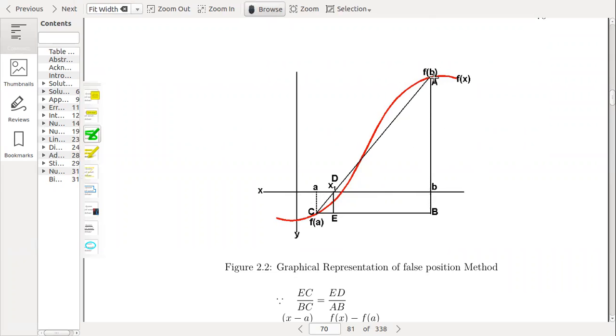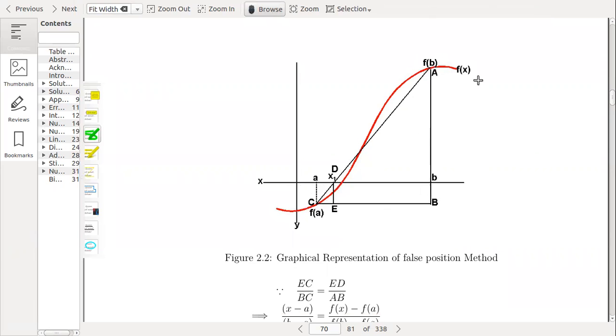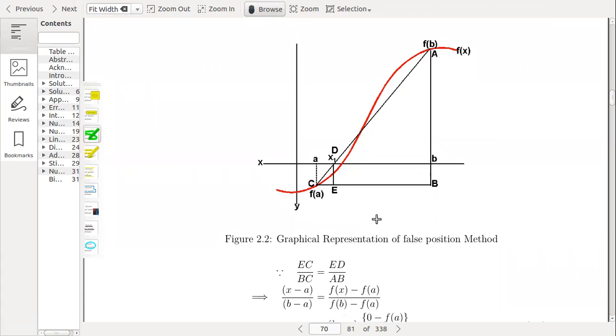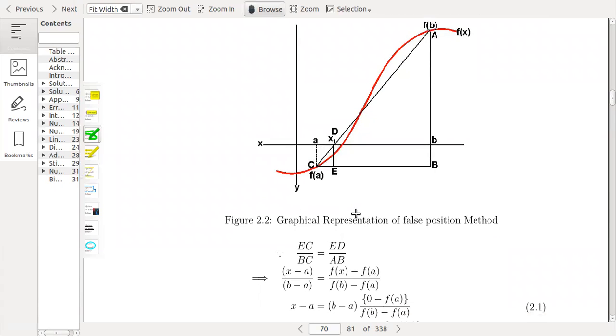So then we extend this line up to B and this to B to C to just make a geometrical proportion to derive the formula. So that is why the proportion of EC with BC is the same as the proportion of ED with AB. So this will help us to derive the formula. So if you just look at the figure, it is easy to find that EC is equal to x minus a and BC is equal to b minus a.